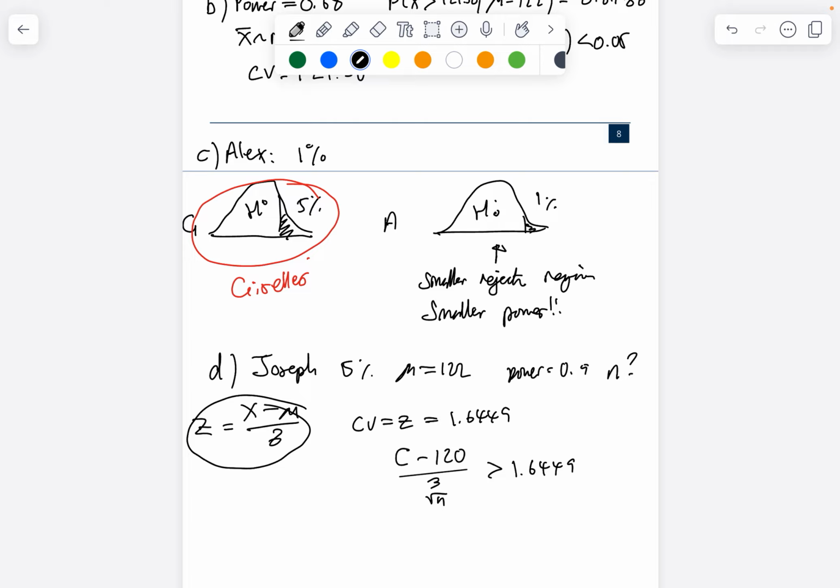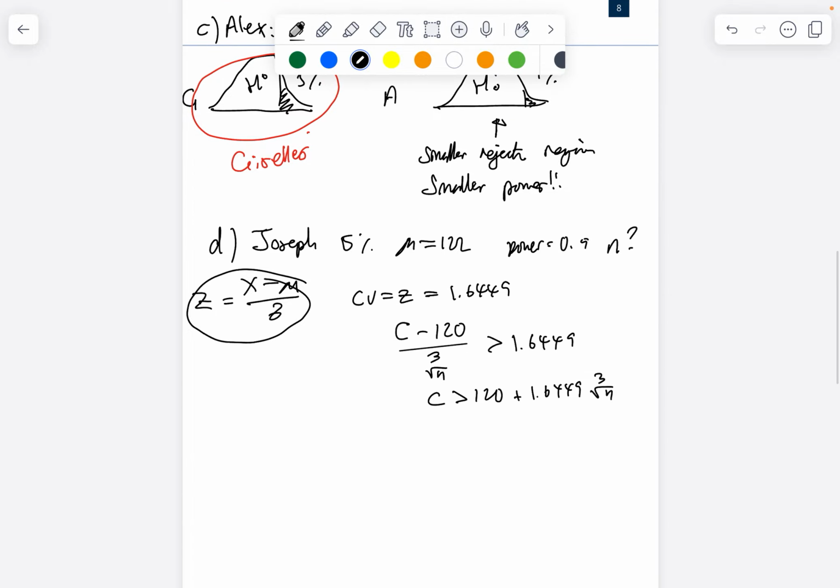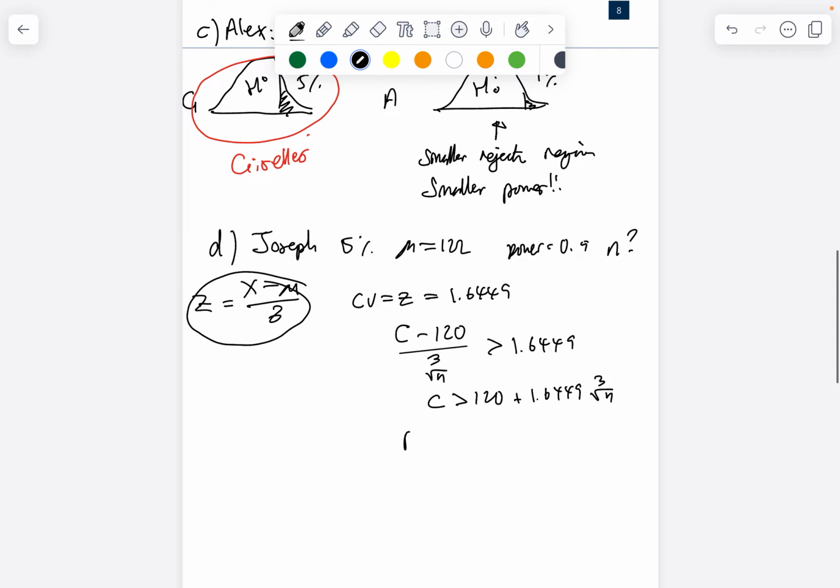Okay, so now I've got that. So now that means that C has to be greater than 120 plus 1.6449 times 3 over root n. And then for this, I need the probability that X is greater than C, given that my mu is actually 122, and that area has to be greater than 0.9.